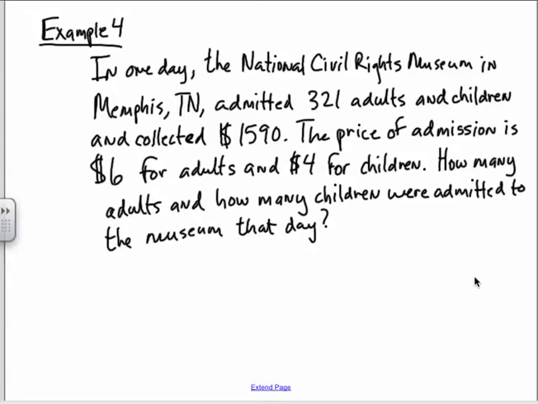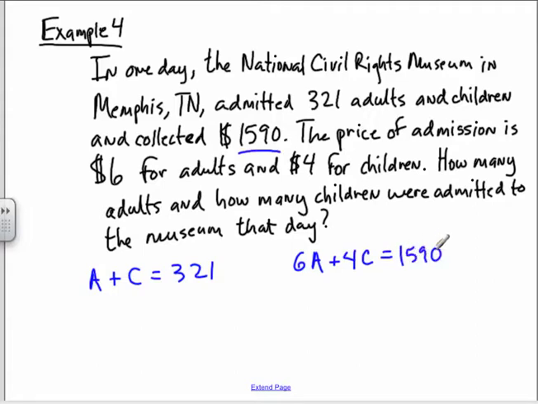It says it admitted 321 adults and children. Guys, you know what that means? Adults plus children equals 321. Done. That's one equation. And collected $1,590. The price of admission is $6 for adults and $4 for children. Guess what, guys? $6 for every adult plus $4 for every child is equal to the total amount that they brought in that day. Did they tell me that? Oh, look, they did. $1,590. Now, doesn't this look just like the problems that we've been doing?